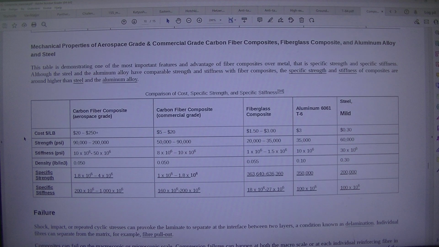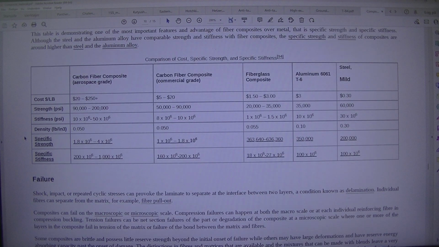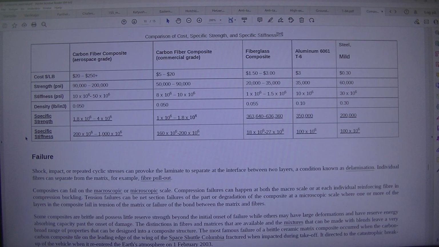Comparison of cost, specific strength, and specific stiffness. Carbon fiber composite, aerospace grade; carbon fiber composite, commercial grade; fiberglass composite; aluminum 6061-T6; steel, mild. Cost, dollars per pound: $20, $250 plus, $5, $20, $1.50, $3.00, $0.30. Strength, psi: 90,000, 200,000, 50,000, 90,000, 20,000, 35,000.